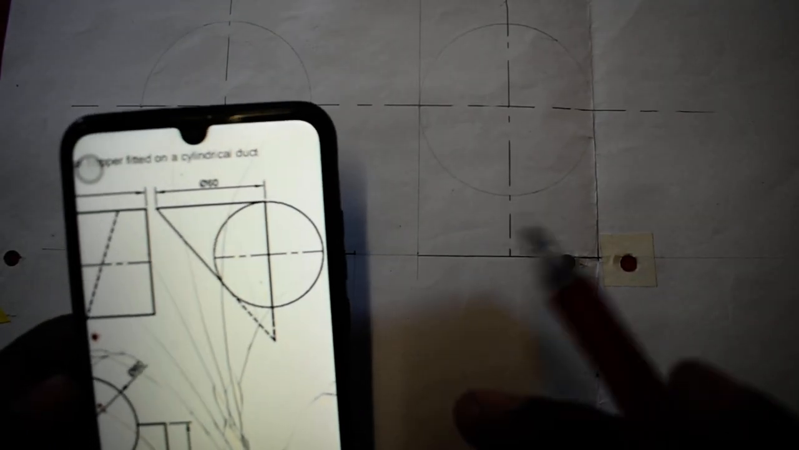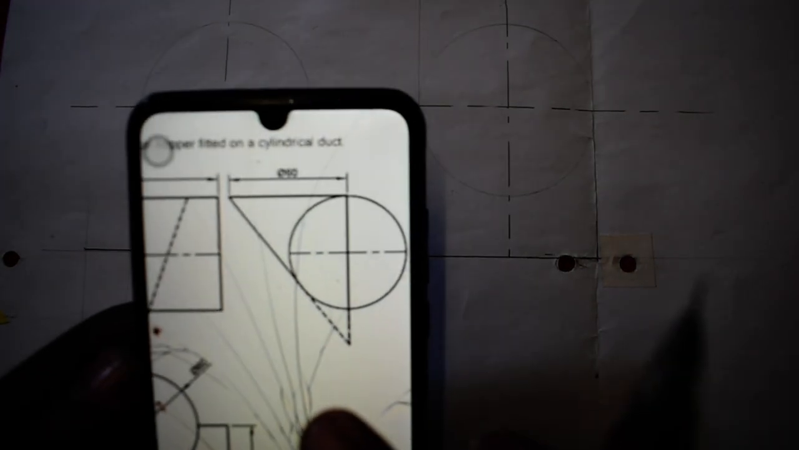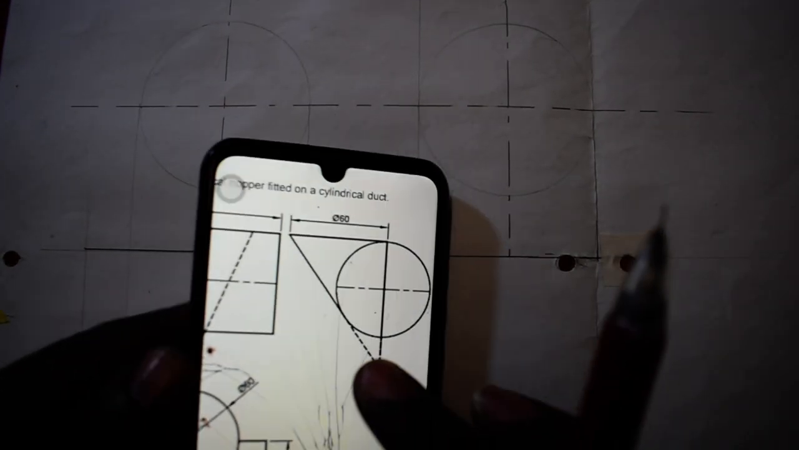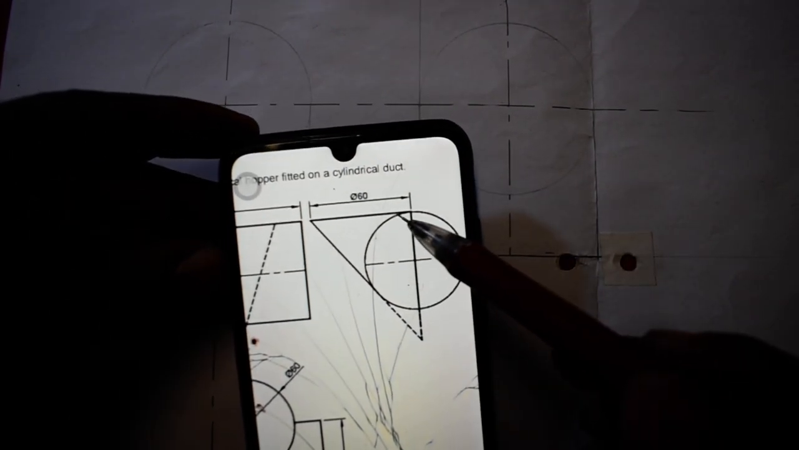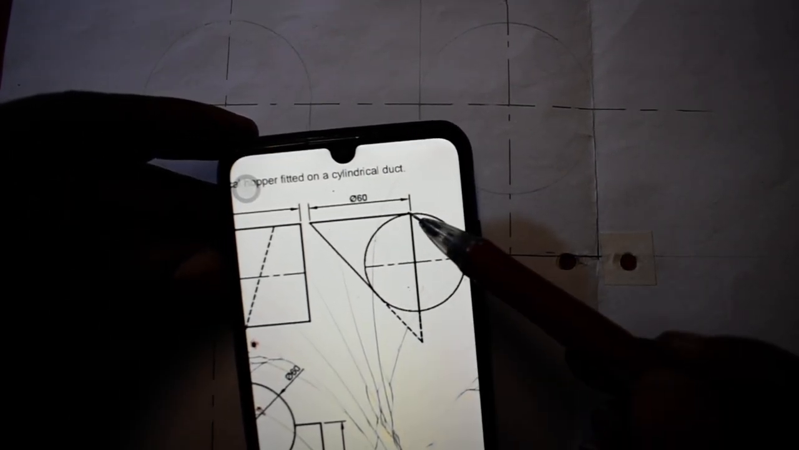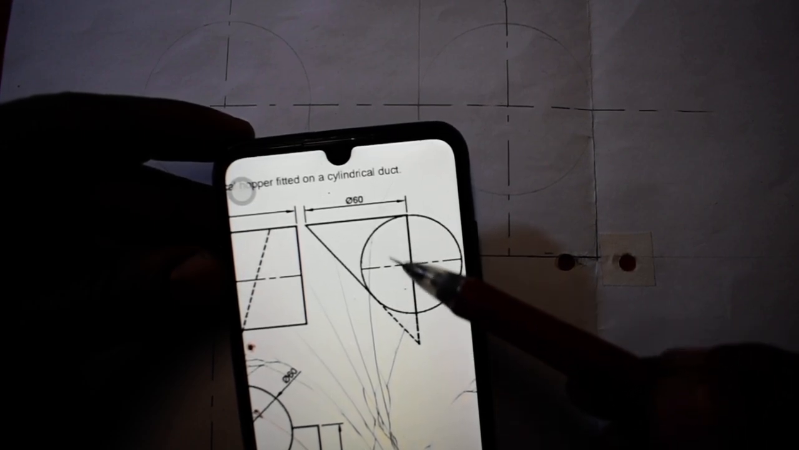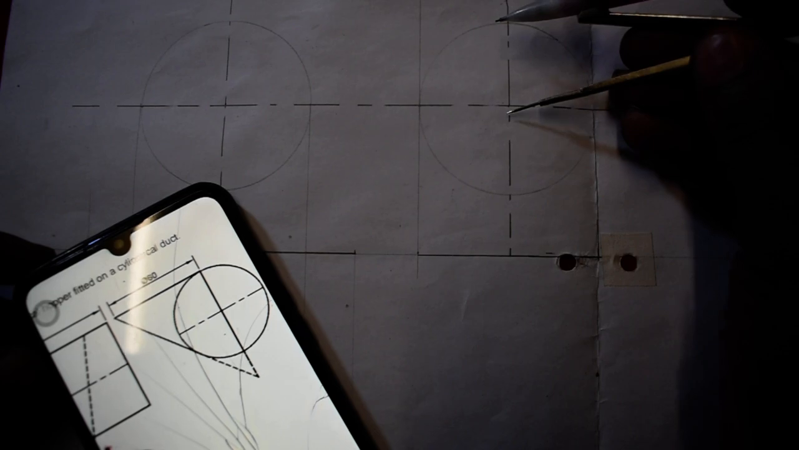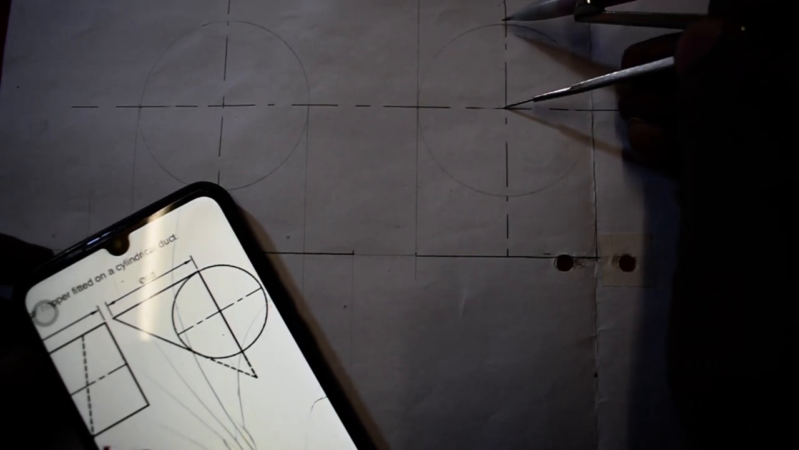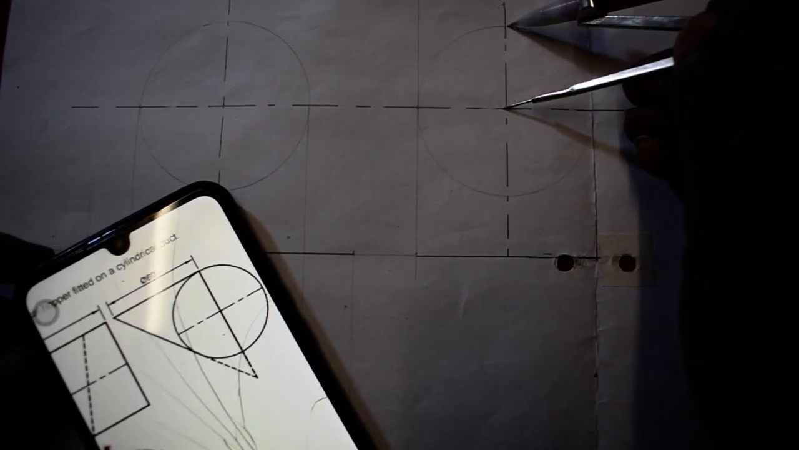So now let's take a closer look at your left view. Do you see? We are having this diameter. This diameter is diameter 60, which is that one, which is that one. So it's still the same diameter, isn't it? Let me see, it is still the same.